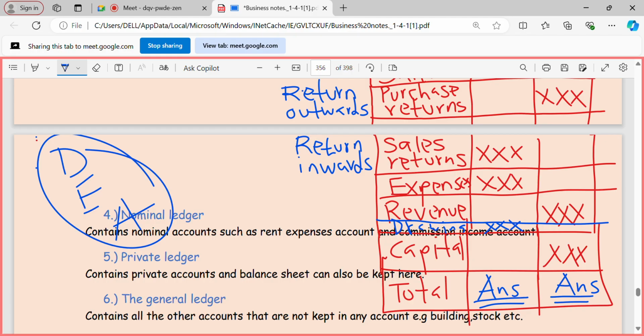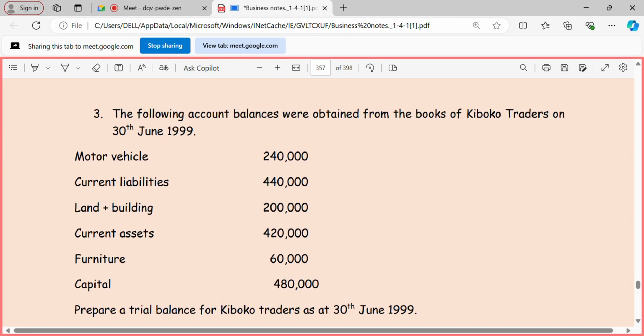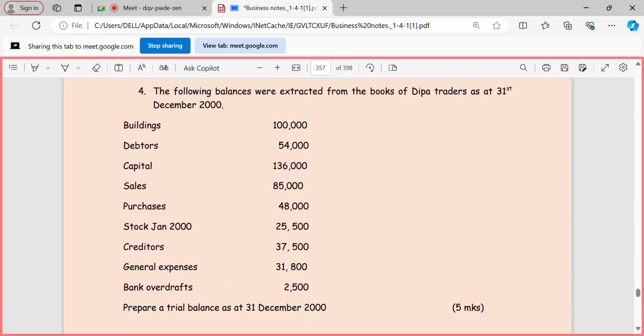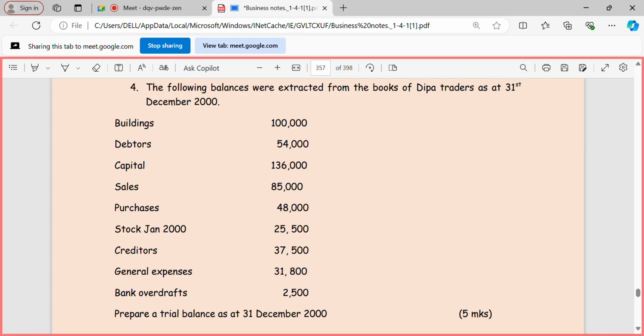Then cash at bank, that is an asset. Cash in hand, that is an asset. Drawings, you need to debit. I forgot to add the drawings. Is there any space where we can fit the drawings? Drawings as well, you need to debit. Let's just fix it somewhere. So drawings.